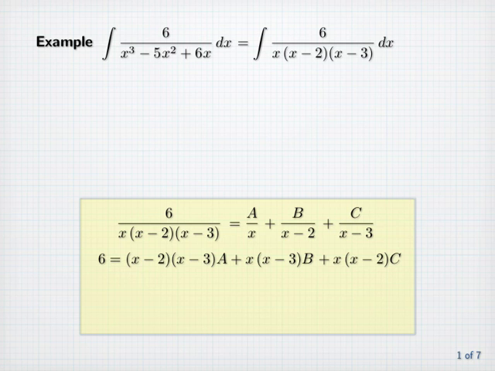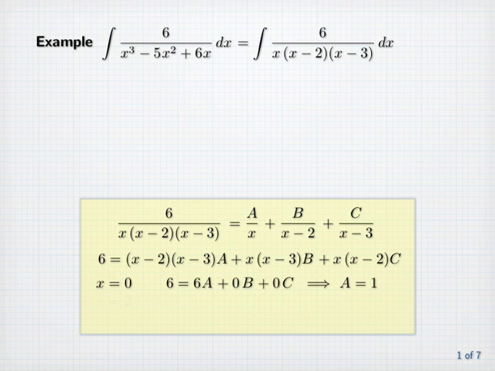At this point, there are multiple ways to proceed. One particularly simple approach is to plug in 3 carefully chosen values of x. Notice that if we plug in x equals 0, then the equation becomes 6 equals 6 times a plus 0 times b plus 0 times c. So right away we find that a must equal 1.